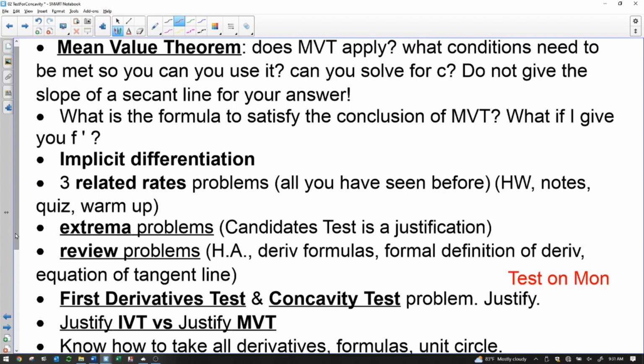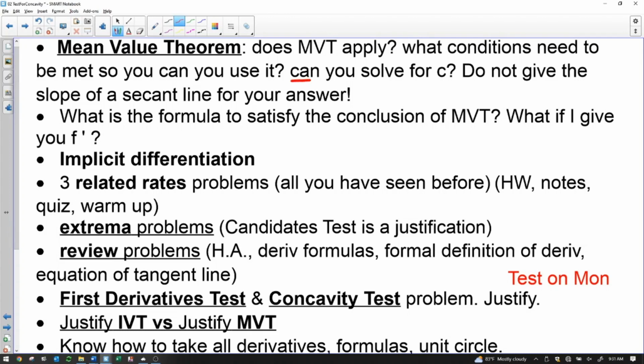There's 3 ways to talk about mean value theorem. Remember, I could just ask you, does it apply? And that means, is the function continuous on the closed interval, and differentiable on the open interval. Second, what conditions need to be met so you can use it? That's the same thing. Does it apply?